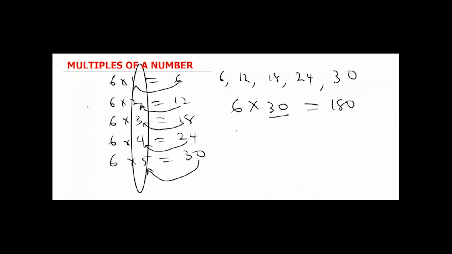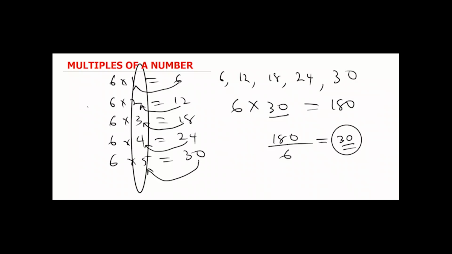So from this, we can deduce something. And what is that? If you want to check if 180 is a multiple of 6, okay, what you need to do is to divide 180 by 6. If you get a whole number, that means 180 is a multiple of 6. And the result you are going to get here is the position of that 180. So in this case, 180 divided by 6 will give you 30. So that means 180 is a multiple of 6, and it will be seen in the position 30. So that is the implication.